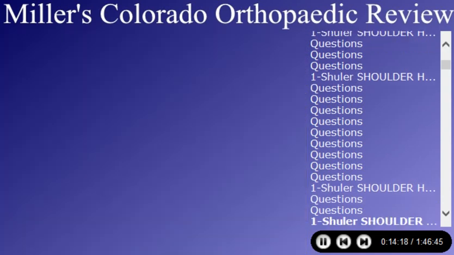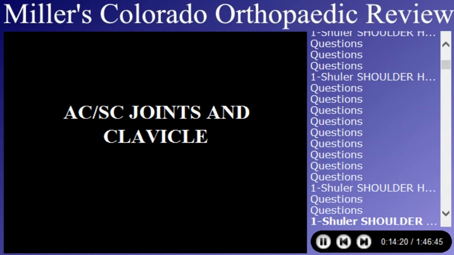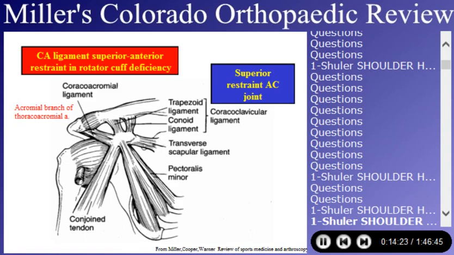AC joints and clavicle, sternoclavicular joint. Do not forget the CC ligaments. The conoid is most medial, trapezoid is lateral to that. That supplies superior restraint to the acromioclavicular joint. The capsule at the AC joint and the AC joint ligaments are both anterior-posterior direction.